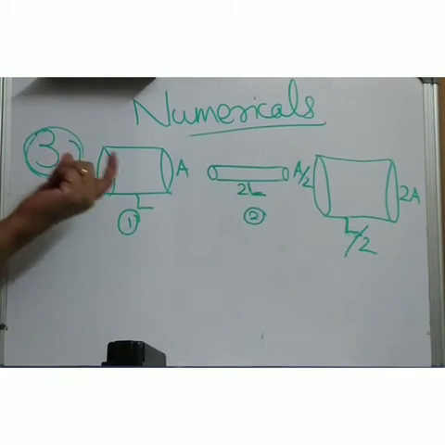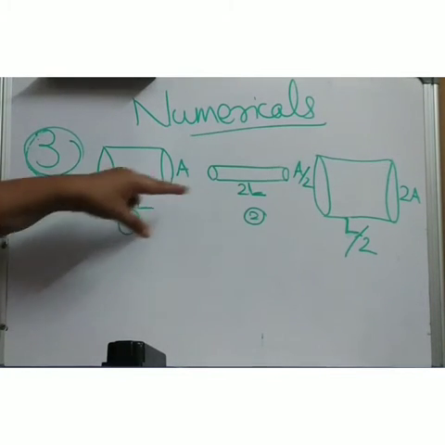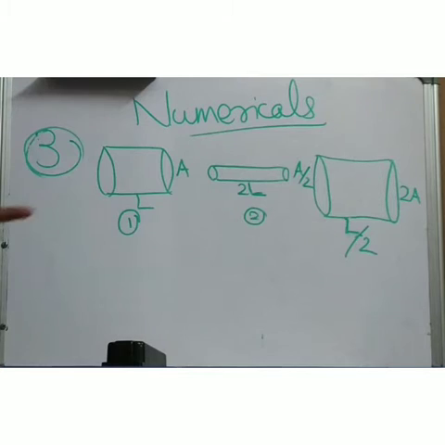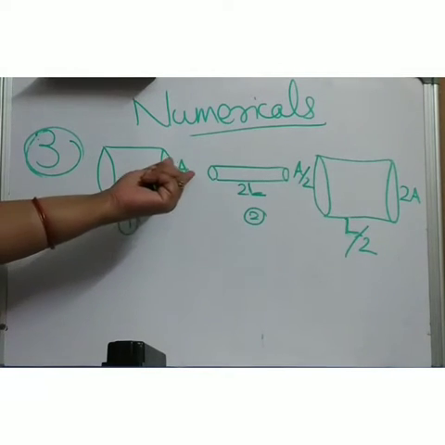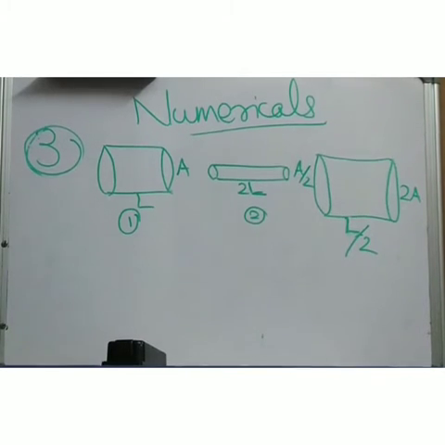Now this is your third question. These three are copper wires. You can say all three are copper conductors, having different length and area of cross section, as you can see. You have to find out which one of these three wires has the highest resistance.